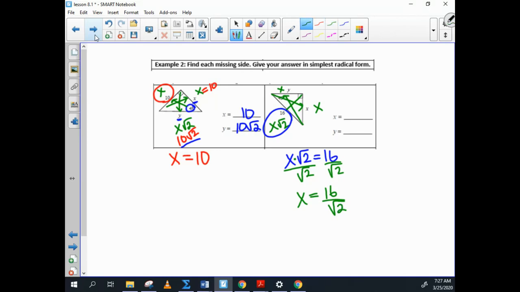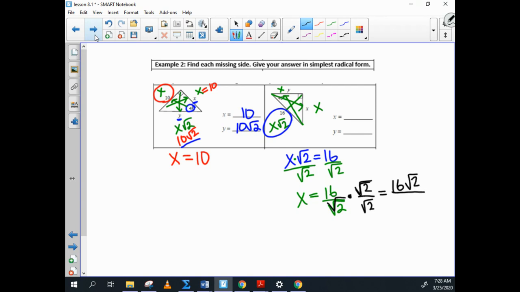However, remember we've got a rule that says they do not like us to leave radicals or square root signs in the denominator of a fraction. So to rationalize the denominator, we're just going to multiply both the top and the bottom by whatever is in that radical. Remember you cannot multiply under the radical with numbers outside the radical. So 16 times the square root of 2 is just 16 times the square root of 2.